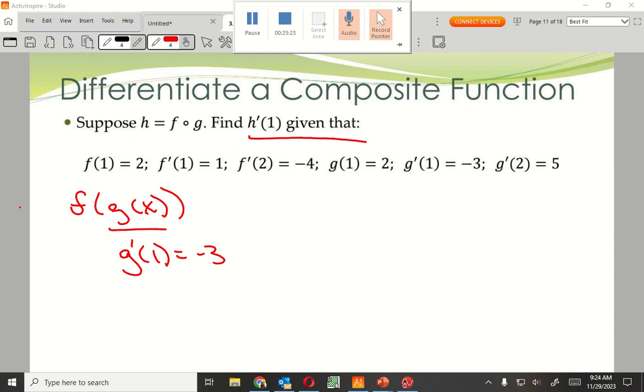And so I'm going to take this. The derivative of the inside is -3. Okay? Now, derivative of the outside.